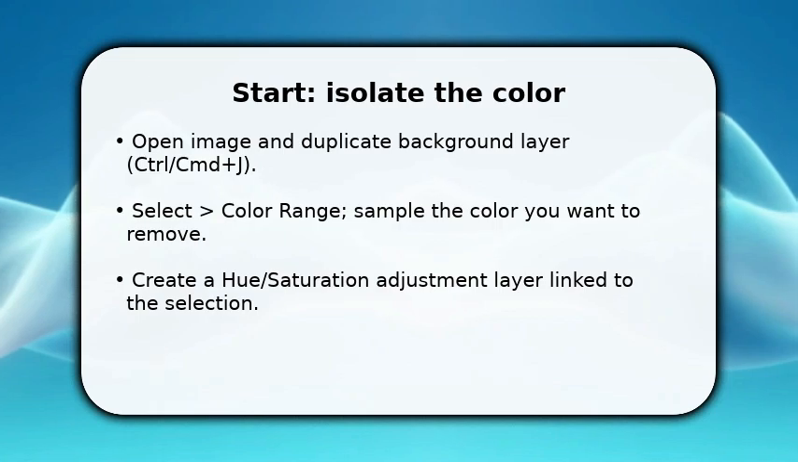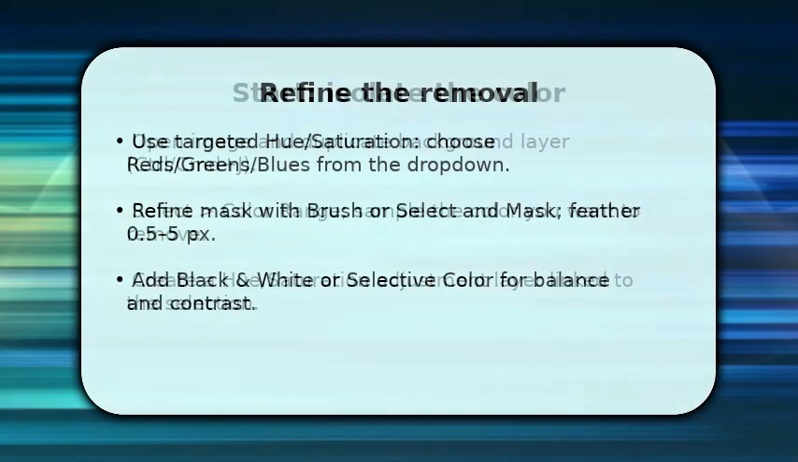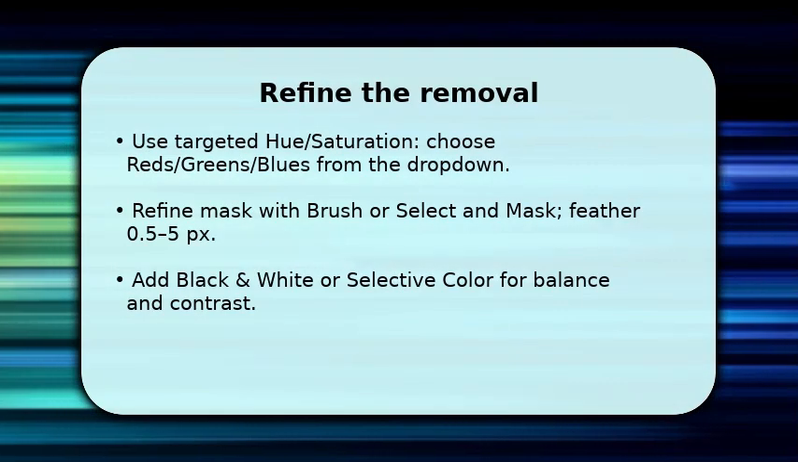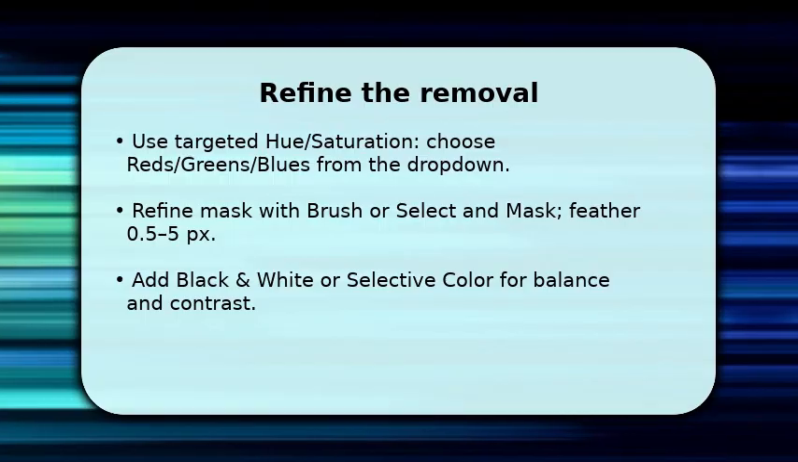Now you refine the edit so transitions look natural. In the hue/saturation layer, pick the color range, reds, greens, blues, and slide saturation to -100 or nudge hue until the tint disappears. You can also reduce lightness slightly to match exposure.